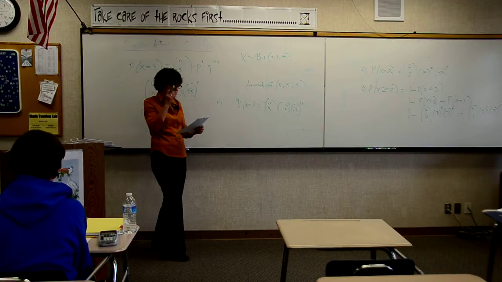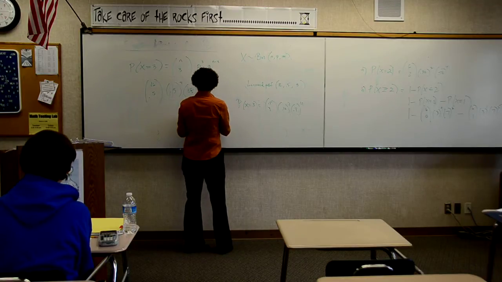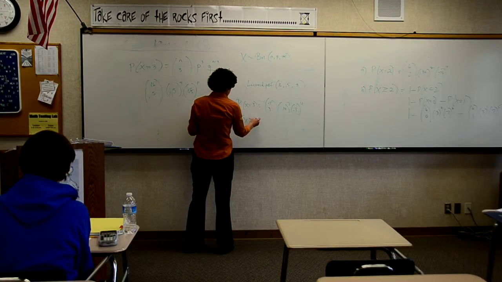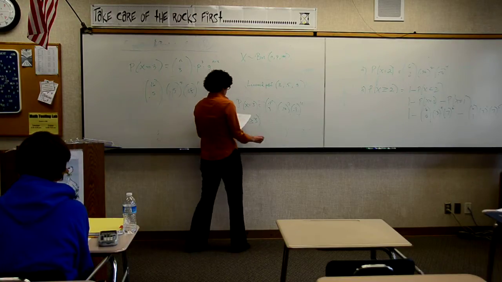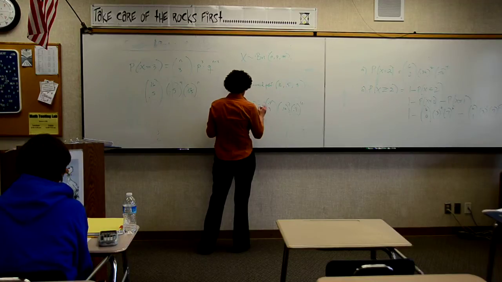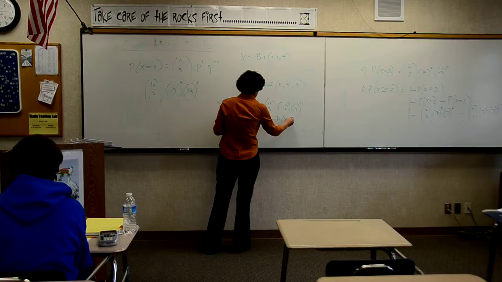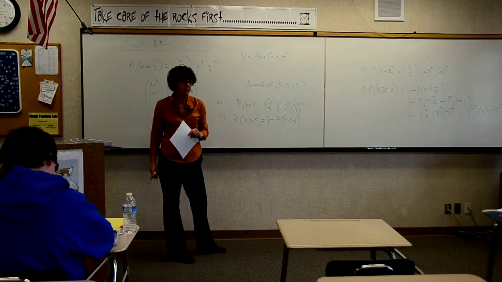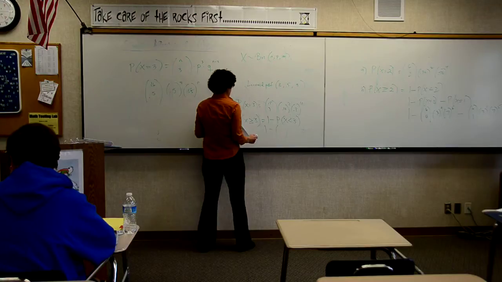B, find the probability of choosing at least 3 left-handed students in a class of 15. So probability that X is at least 3 means X is greater than or equal to 3. Right? Which would be equal to 1 minus the probability that X is less than 3, because I'm going to have less of those, right? Which is 1 minus, what? Let's do it.